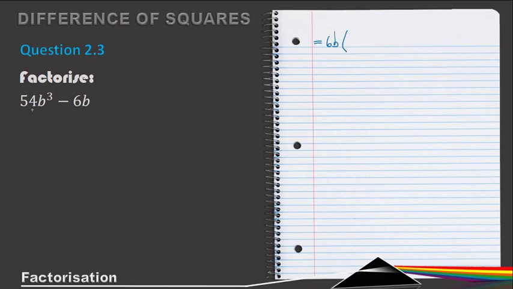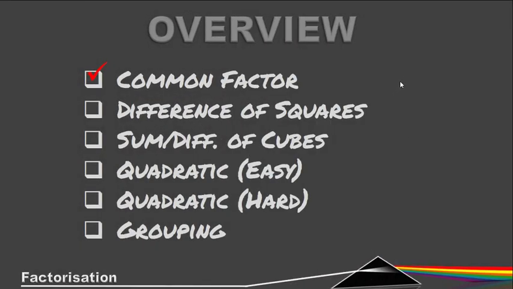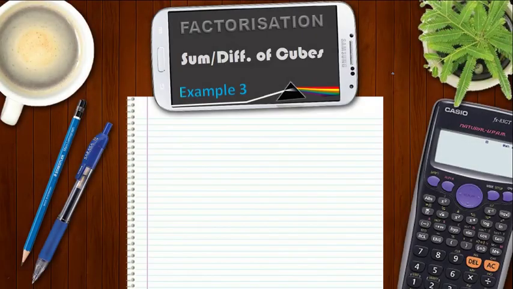And then if I take out 6b, I'm left with 9b squared minus 1. And then here we have difference of squares. So we still write the 6b over here, and then we apply difference of squares on this factor over here. So this is going to be 3b plus 1 and 3b minus 1. And that was difference of squares. Now we go on to sum and difference of cubes.